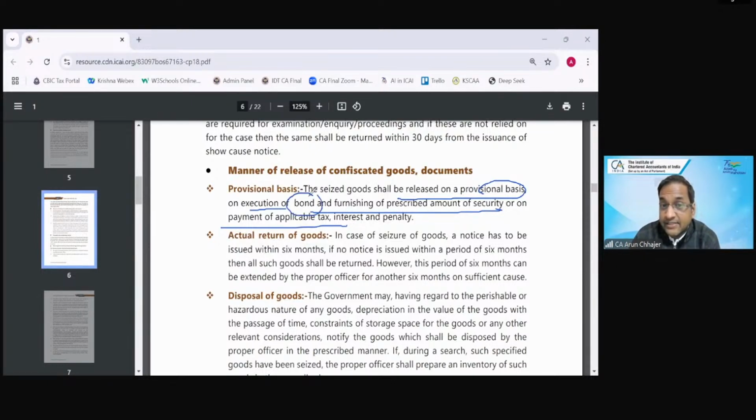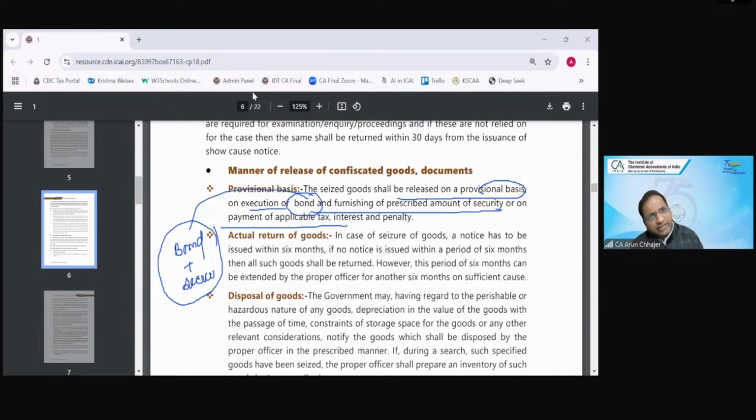Can anybody tell me where we have discussed this similar provision, कि बॉन्ड और सिक्योरिटी के रूप में फर्निशिंग करना पड़ेगा उसे? Where we have discussed this similar provision, bond and security? We have discussed today only. Can you tell me where we have discussed this bond and security point? The answer is, oh, very nice, Ginny. Very nice. We have discussed this point at provisional assessment.